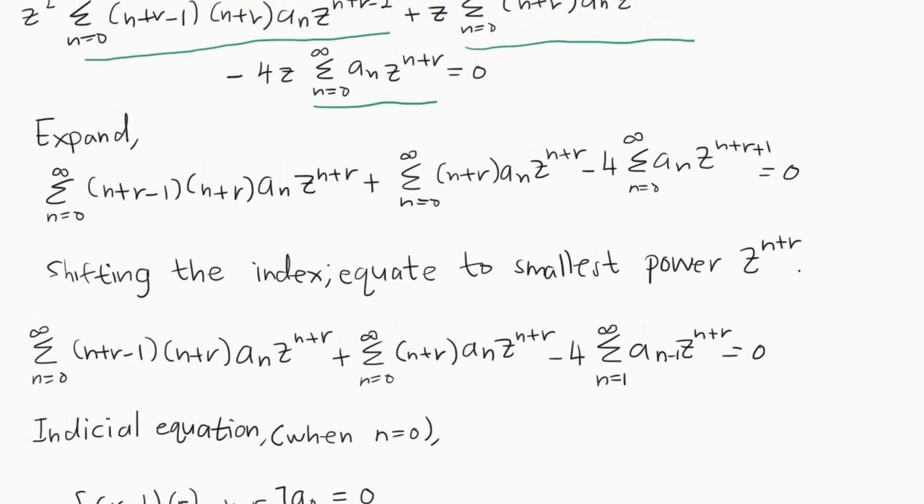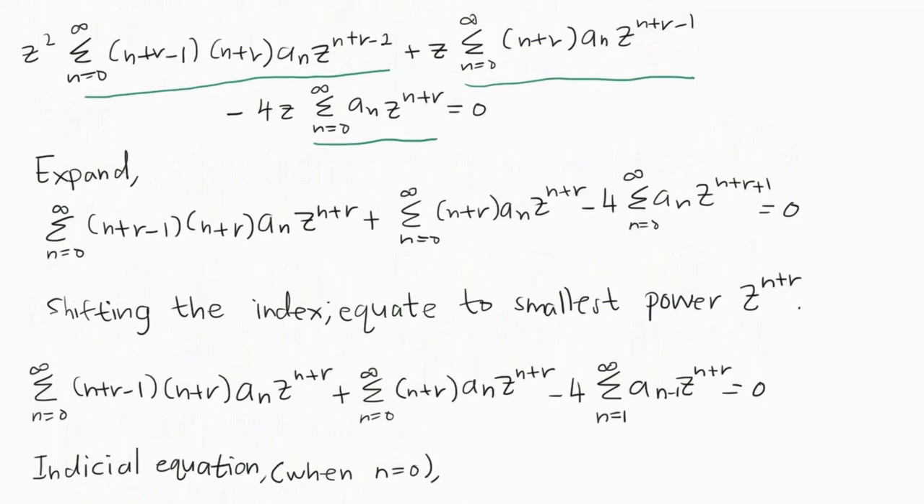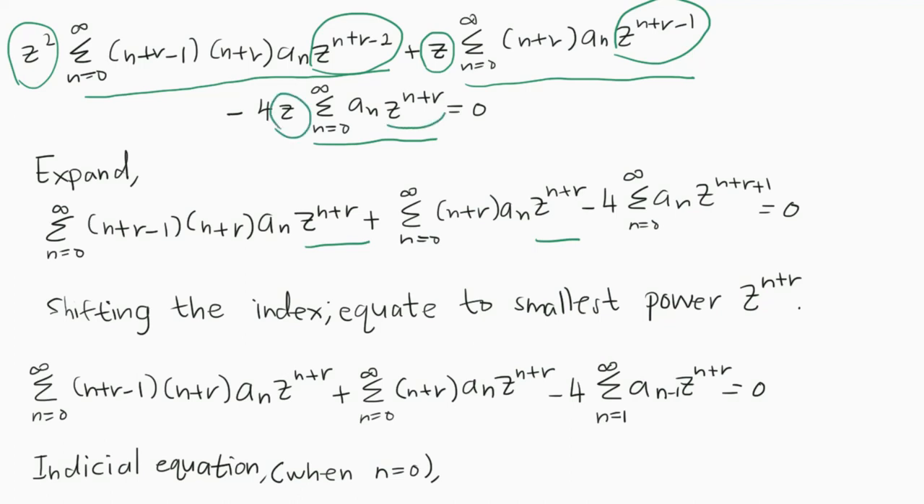As you can notice here, there is a difference in the power, because z squared multiplied with z to the power of n plus r minus 2 will be z to the power of n plus r. Here, z times z to the power of n plus r minus 1 will be z to the power of n plus r. And here, z times z to the power of n plus r will be z to the power of n plus r plus 1. Next will be shifting the index, which we equate to the smallest power, z to the power of n plus r.